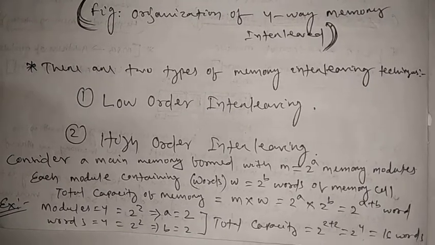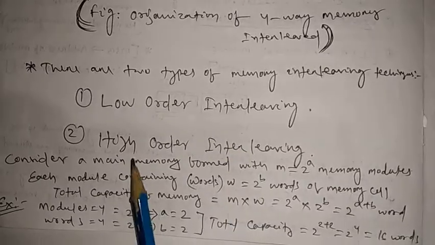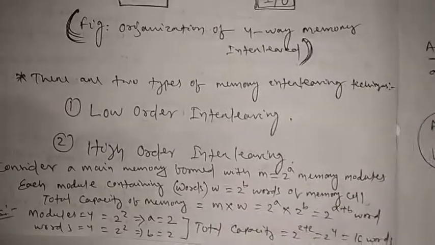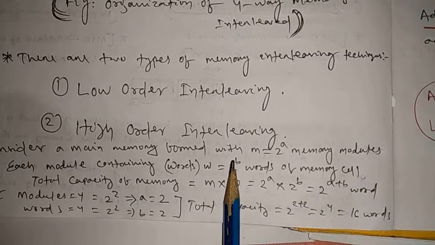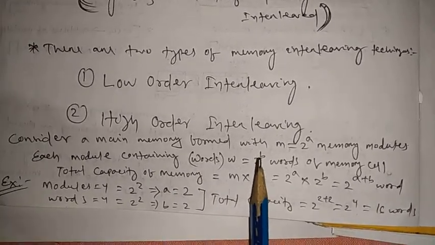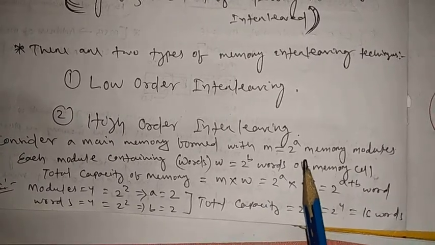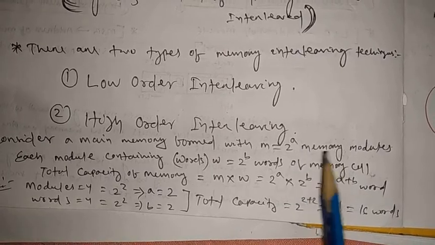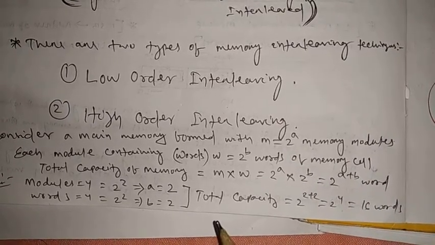So there are two types of memory interleaving techniques. One is low order interleaving, another one is high order interleaving. Consider a main memory formed with m modules, where m equals 2 to the power a. So the number of modules in the main memory is 2 to the power a.